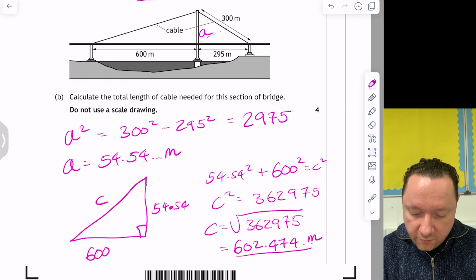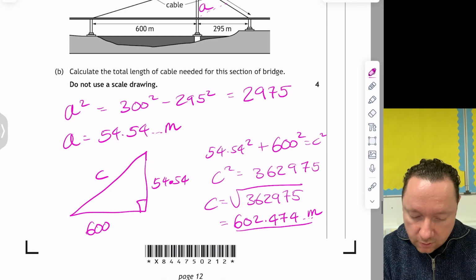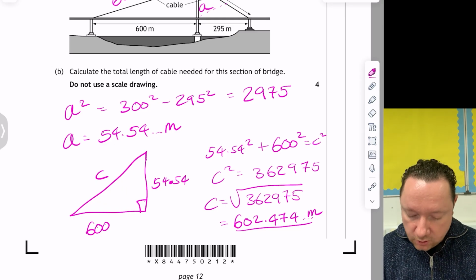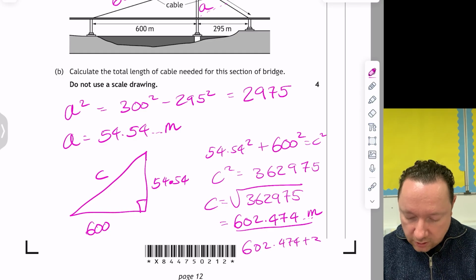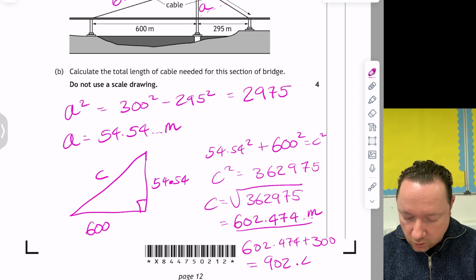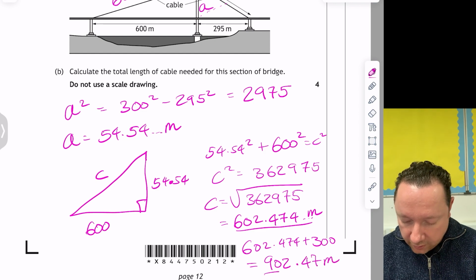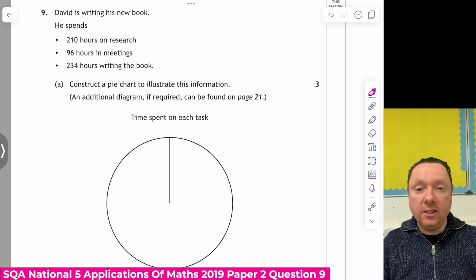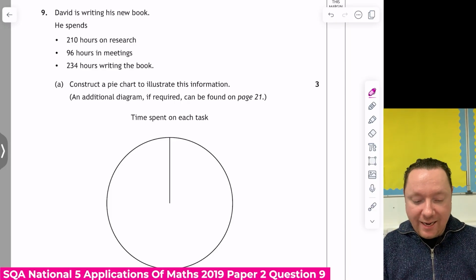So now the total length of the cable is just that 602.474. So we do 602.474 plus the 300, 902.474. Let's just call it 902.47 to 2 decimal places and be done there. It's been answer 5 applications of Maths 2019, paper 2, question 9.